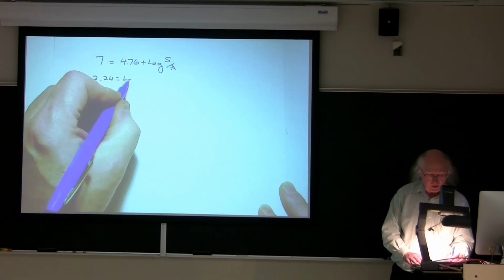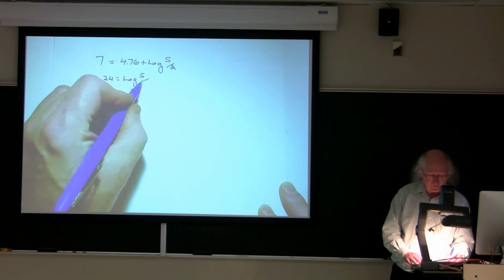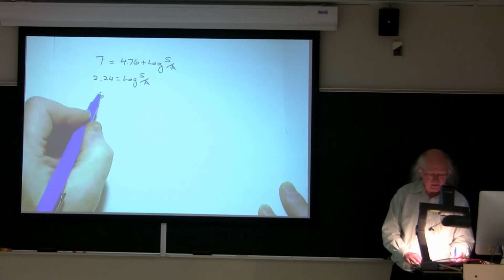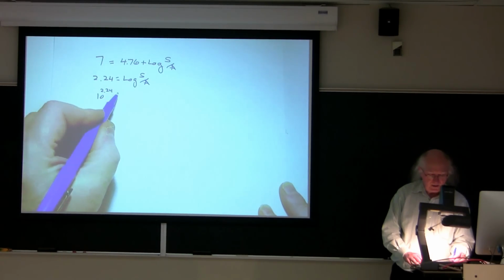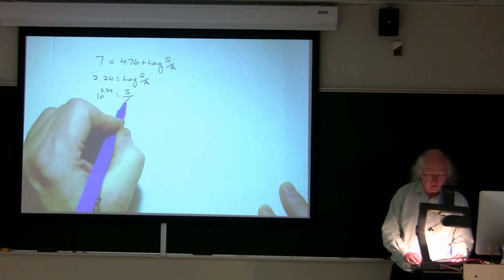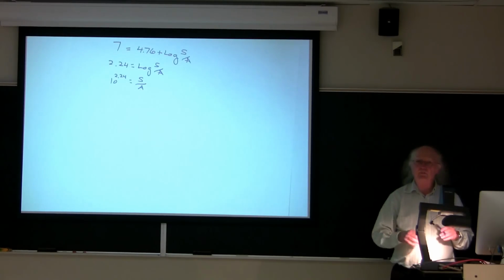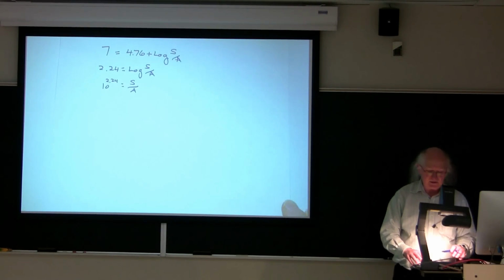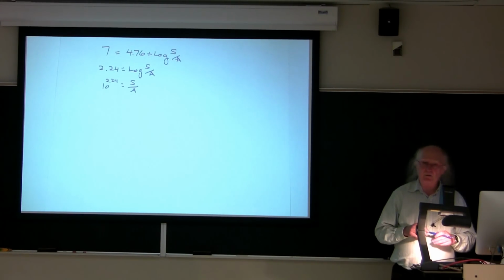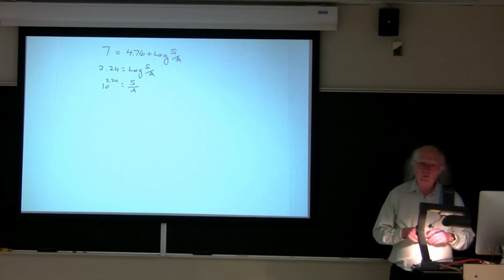2.24 equals the log of the salt over the acid. So 10 to the 2.24 is equal to the ratio of salt over acid. So again, I've solved the problem that I was asked to solve. In this case, I see that the exponent on the 10 is a positive number, meaning that the ratio of salt to acid is greater than 1, meaning, of course, that I must have more salt than I have acid.